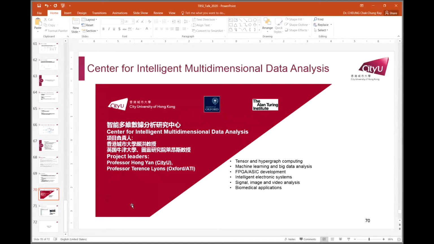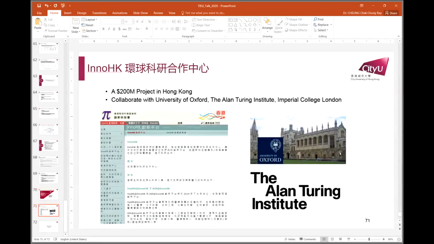And I myself am one of the members in this team. This is the project with Oxford and also the Alan Turing Institute. We are targeting to design something like a TPU, Google TPU. We want to accelerate this process, and that will involve a lot of exciting research. And we hope to collaborate with colleagues in the region.